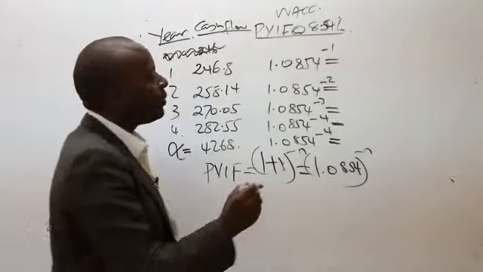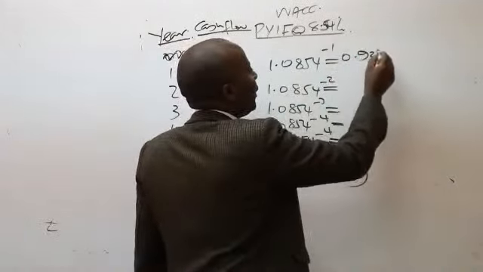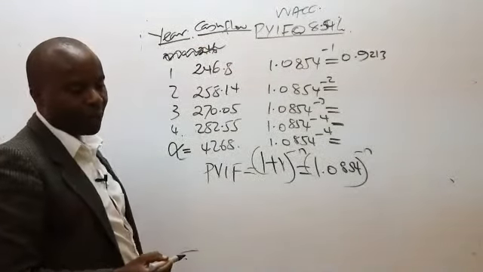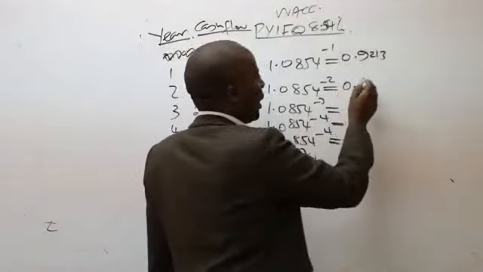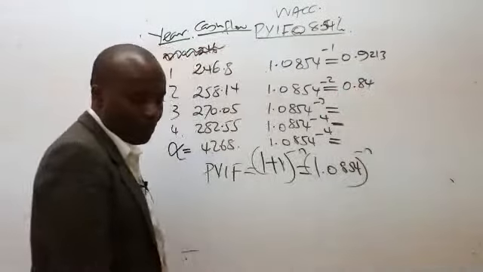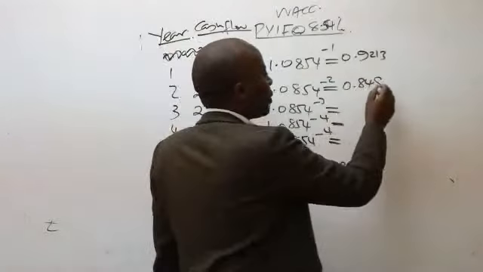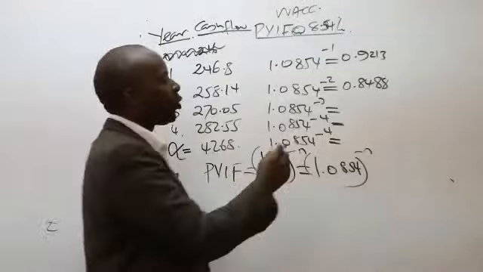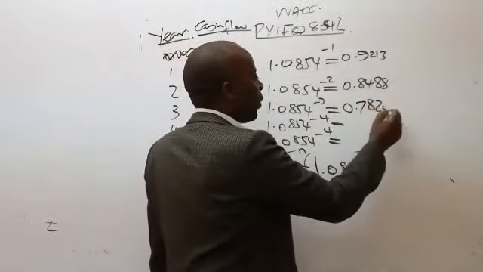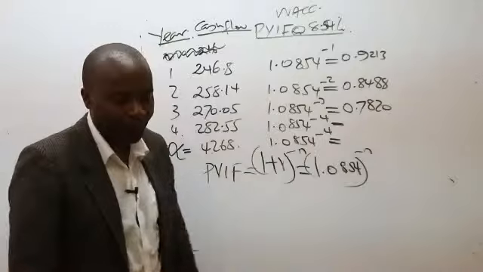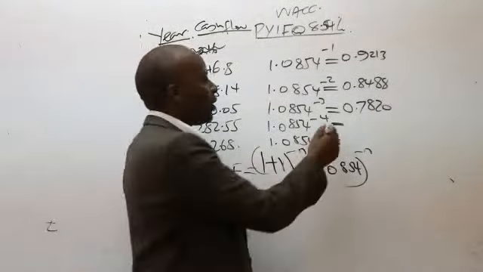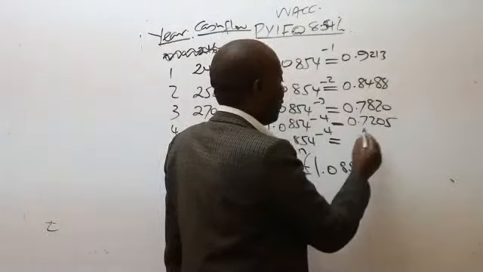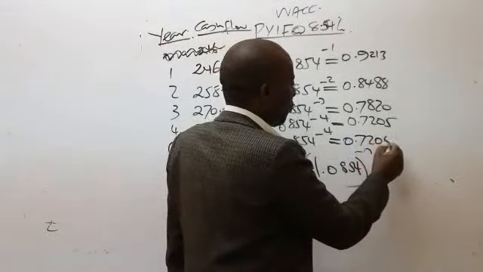So Alice gives me 0.9213. Thank you. Dahir has gone ahead to give me the second figure of 0.8488. Go to the next one, ladies and gentlemen. 0.7820. Dahir tells me the next is 0.7205, and then of course this will be 0.7205.